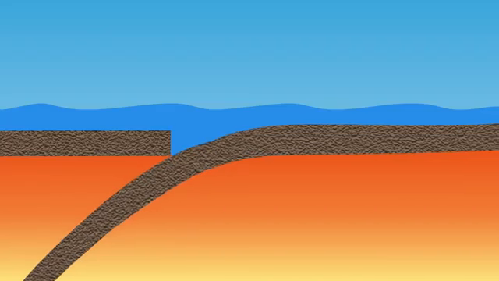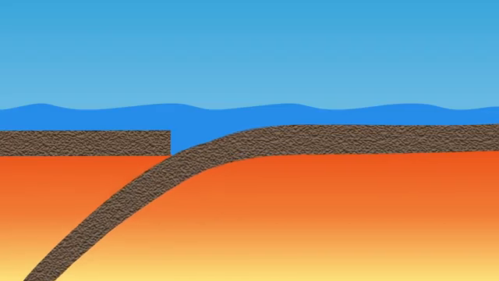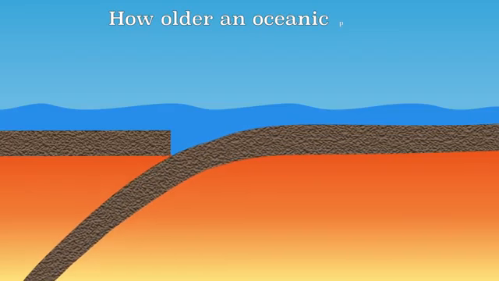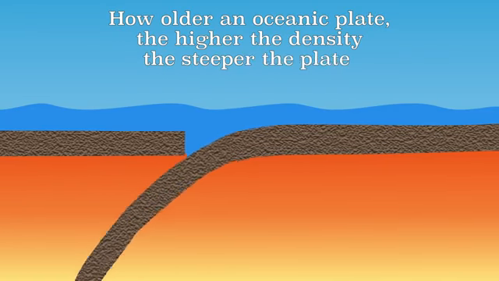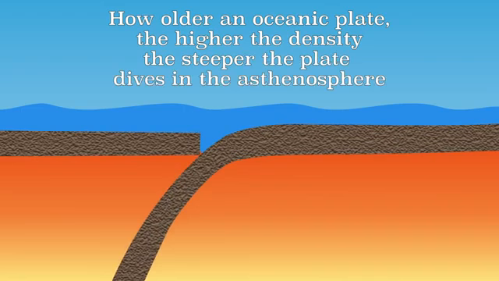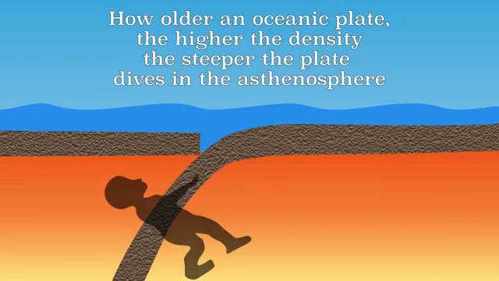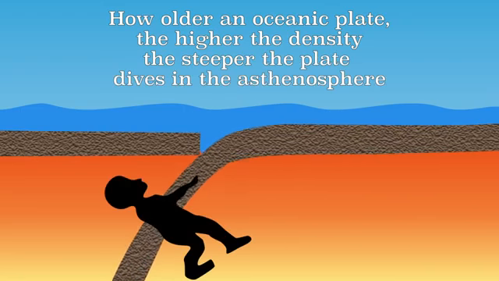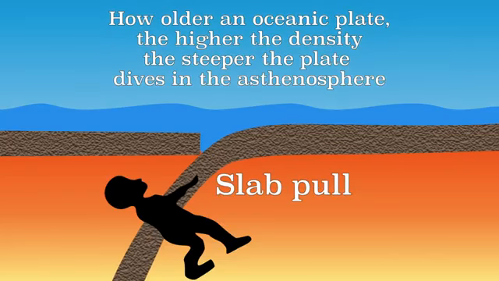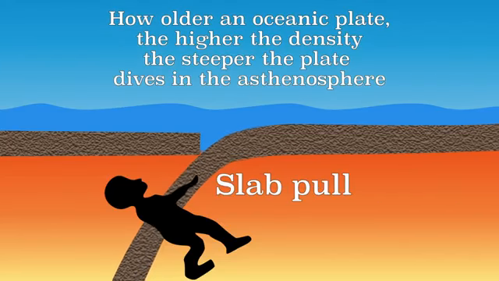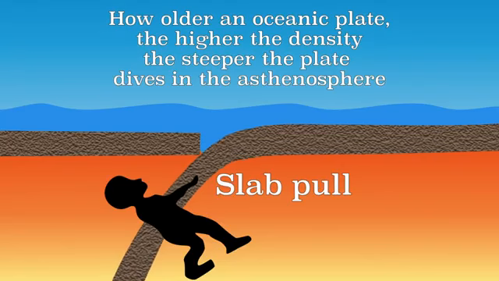Subsequently, the diving plate dives further into the asthenosphere. The older the plate, the heavier and steeper the plate sinks into the asthenosphere. The part of the plate that sinks down pulls the rest of the plate into the asthenosphere. This force is called slab pull. The plate is pulled downwards. This force is the main cause of plate tectonics.